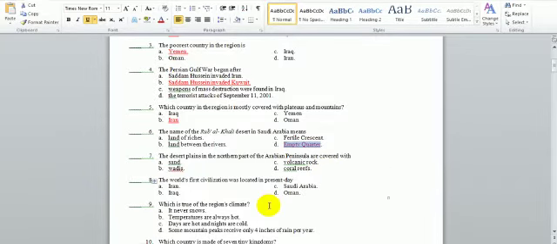what do you think, guys? In the Arabian Peninsula, the northern part is covered with what exactly? Exactly, it is volcanic rock.